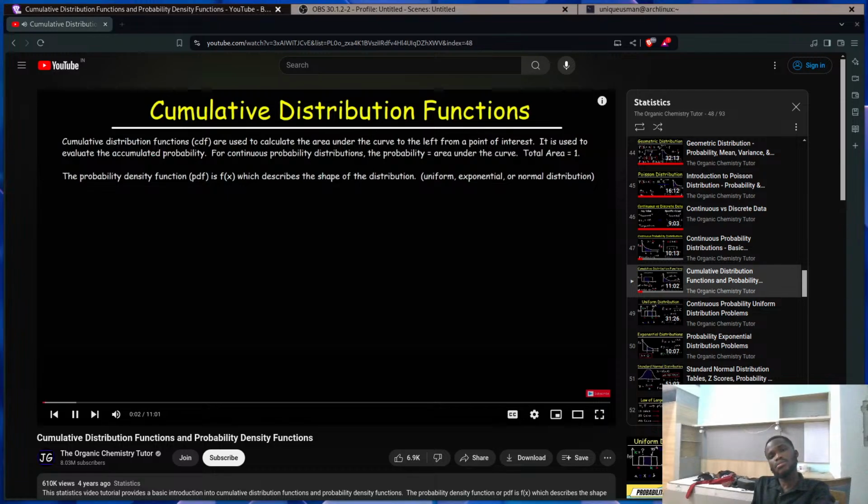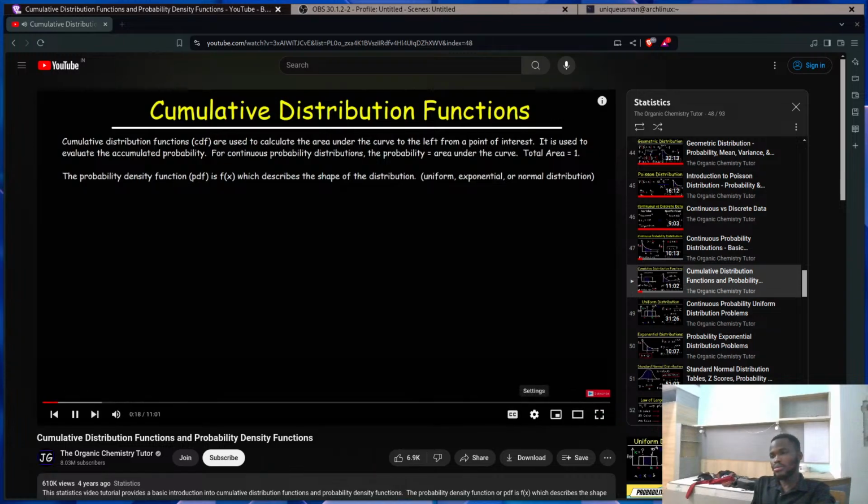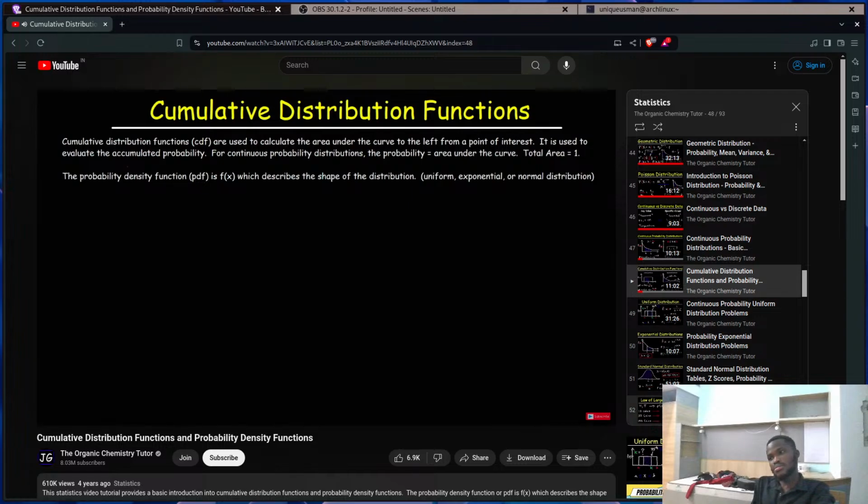In this video, we're going to talk about cumulative distribution functions. The cumulative distribution function, or CDF, these functions are used to calculate the area under the curve, specifically the area to the left of some point of interest. Now these functions are used to calculate the accumulated probability. Now keep in mind, whenever you have a continuous probability distribution, the probability is equal to the area under the curve. And since the maximum probability is 1, the total area under the curve will be 1 as well.